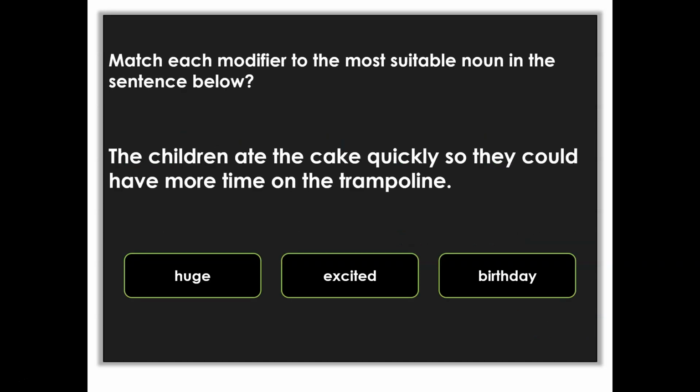Your next challenge is to match each modifier to the most suitable noun in the sentence below. This is something we need to think carefully about. It's very important that we don't just add words willy-nilly to sentences. We need to choose our modifying nouns and our modifying adjectives to improve meaning. The 3 modifiers are huge, excited and birthday. Pause the video now and work out where they would best be placed in the sentence.